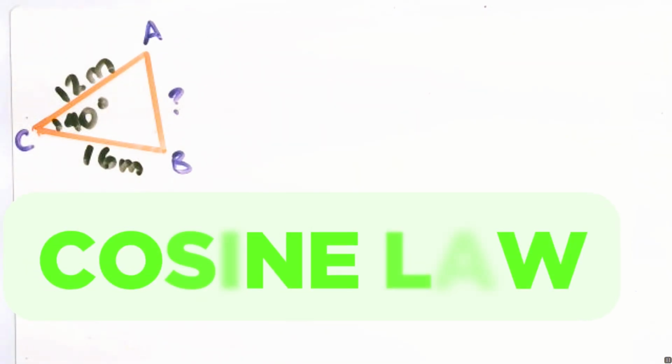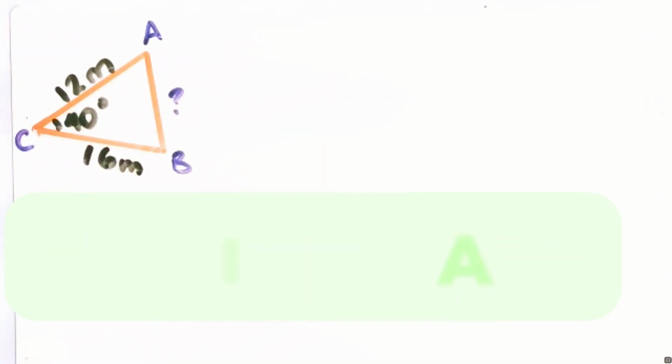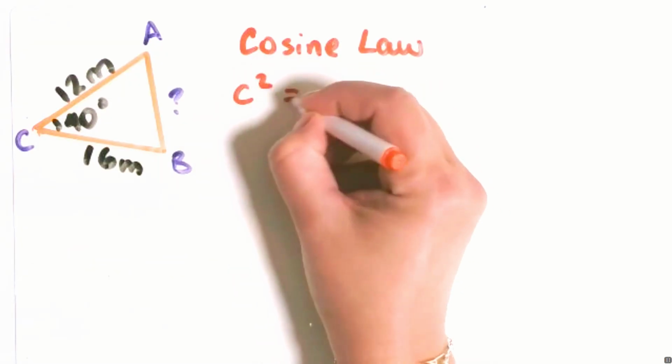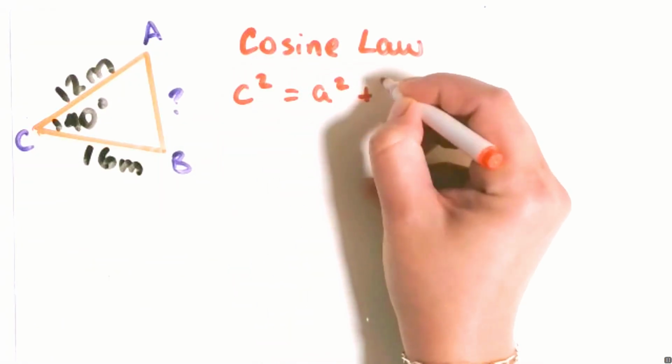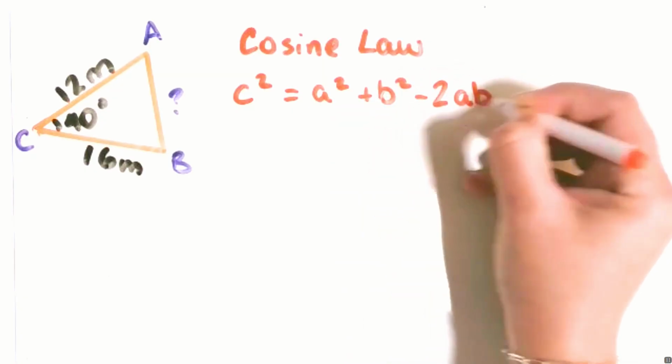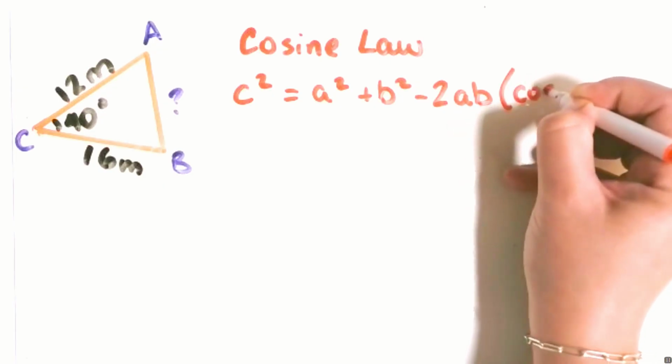Let's have a look at how to find a missing side length using the cosine law. If you haven't seen it already, cosine law looks like this: c squared equals a squared plus b squared minus 2ab times cosine of C.